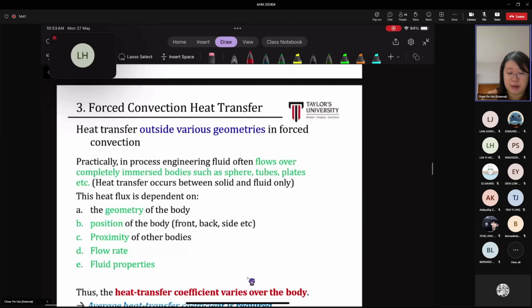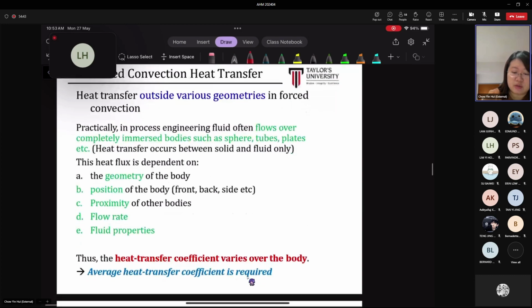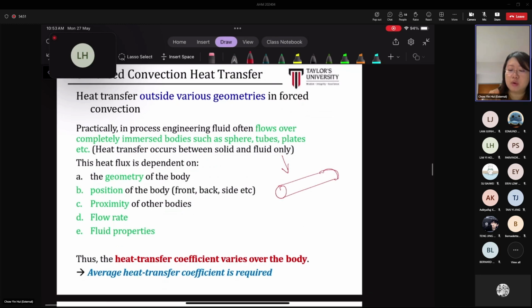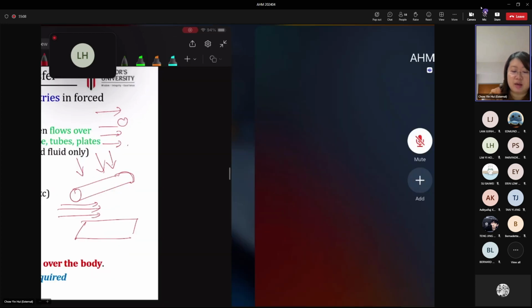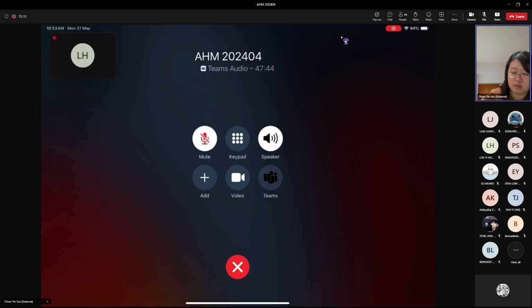Now, for heat transfer outside various geometry, you can imagine it as something like this. Let's say if you have a tube, the flow could be like this outside the cylinder, or if it's a flat plate, it's something like this, or for a sphere. Then your h value, and it will also affect the heat flux, will be dependent on the geometry.